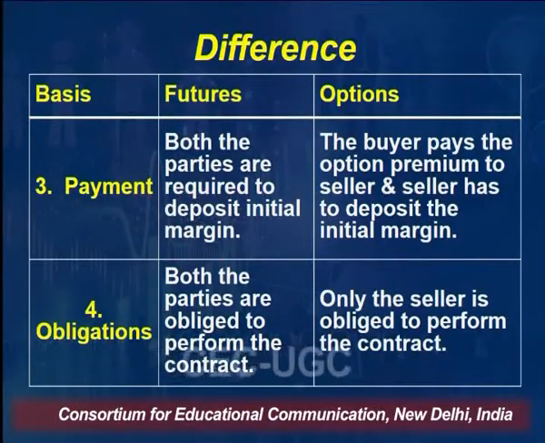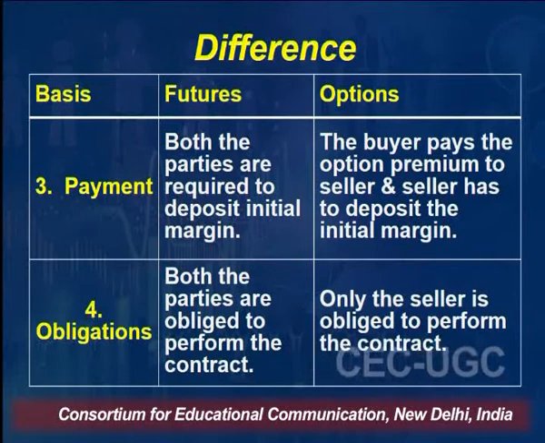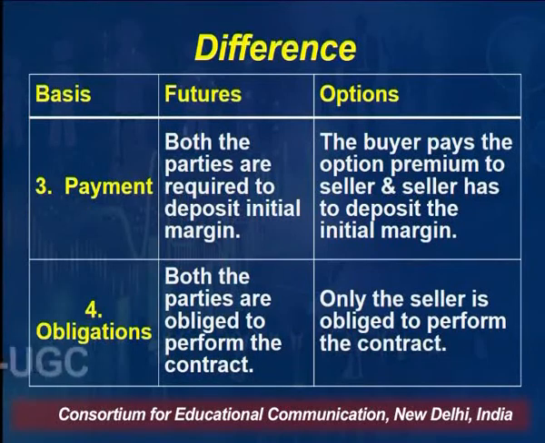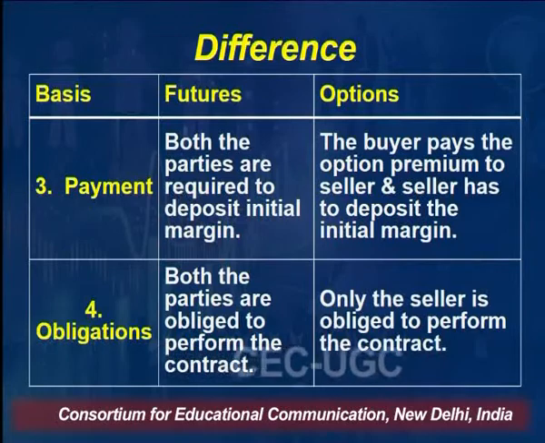But in case of option, the buyer only pays the premium. The buyer will not have to pay any initial margin. But as far as the seller is concerned, the seller will have to deposit the margin, because the option holder, that is the buyer, will ask for the fulfillment of the contract only if it is to the benefit of the buyer at the time of expiry.